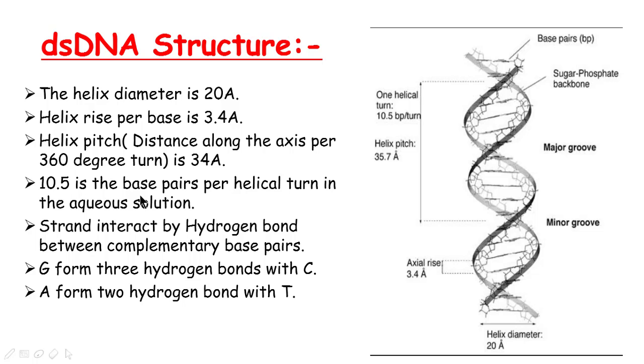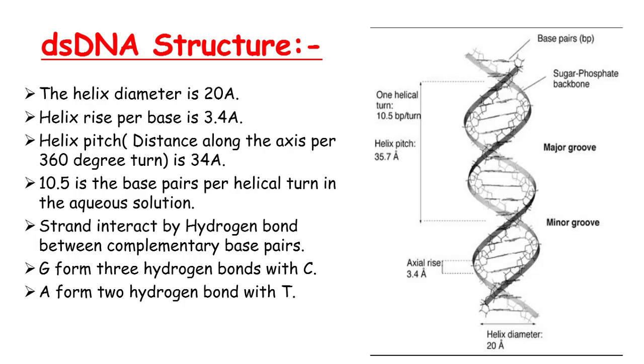10.5 is the base pairs per helix turn in aqueous solution. Always remember this value is only possible if the DNA is placed in an aqueous solution. The strands interact through hydrogen bonds between the complementary bases. What are the complementary bases? That is AT and GC.